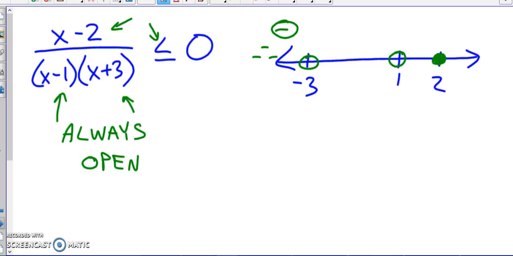Now let's pick a point from this piece in here. Guess I need to indicate which one I'm talking about. Say 0. 0 minus 2 is negative. 0 minus 1 is negative. 0 plus 3 is positive.